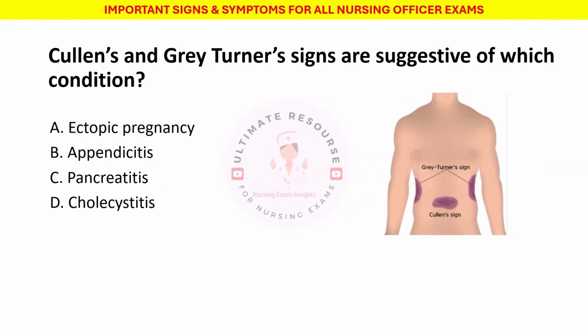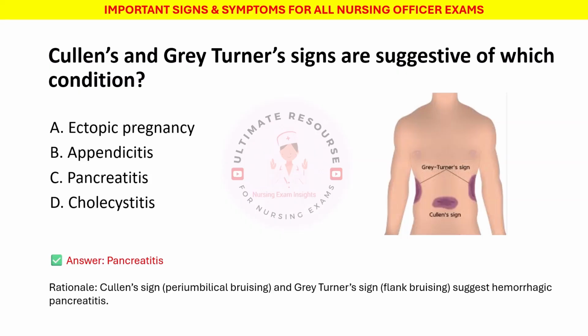Cullen and Gray Turner signs are suggestive of which condition? Options are A. Ectopic pregnancy, B. Appendicitis, C. Pancreatitis, D. Cholecystitis. The answer is C. Pancreatitis. Cullen sign, which is a periumbilical bruising, and Gray Turner sign, which is a flank bruising, are suggestive of hemorrhagic pancreatitis.